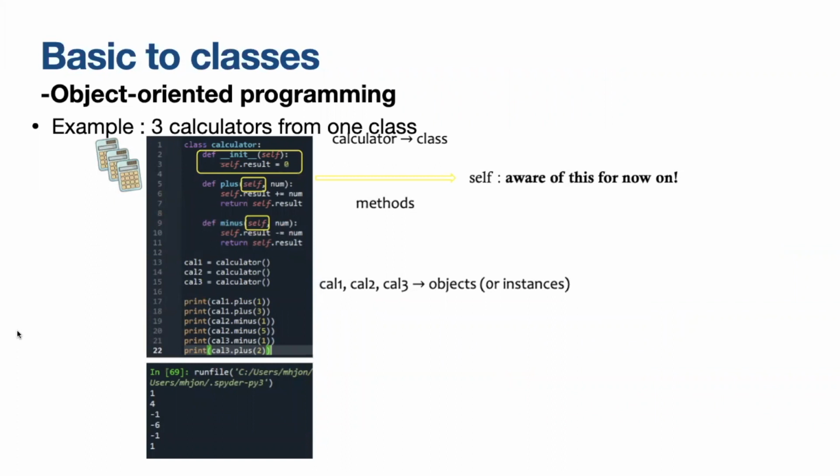So that's where object-oriented programming comes in. We can define 3 calculators from one class. So we can define class calculator by defining a plus method and a minus method. These kinds of functions are called methods. And by using this self, we can represent multiple calculators by repeatedly declaring objects from the class constructor.